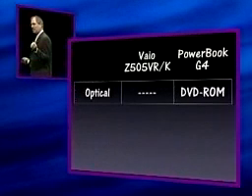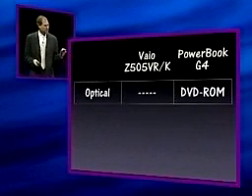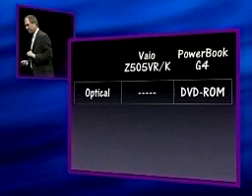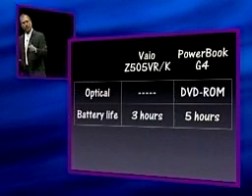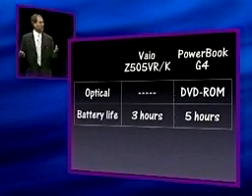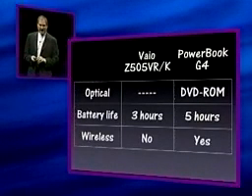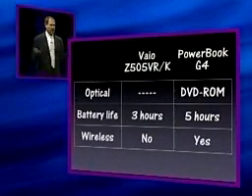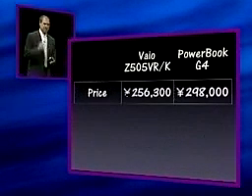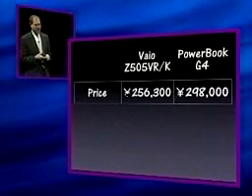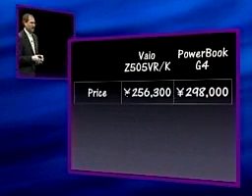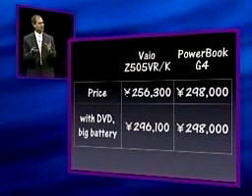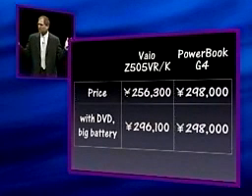In terms of the optical, the Vaio does not come with an optical built in. The PowerBook G4 comes with a DVD-ROM built in. Battery life, 3 hours versus 5 hours, so bigger battery in the PowerBook G4. And it is wireless ready. You can plug in an AirMac card, not wireless ready on the Vaio. The price, the Vaio's a little cheaper, about a little over 10%. However, when you buy the external DVD and a bigger battery, they're the same price.